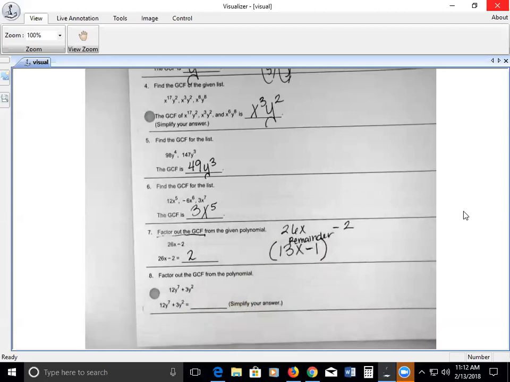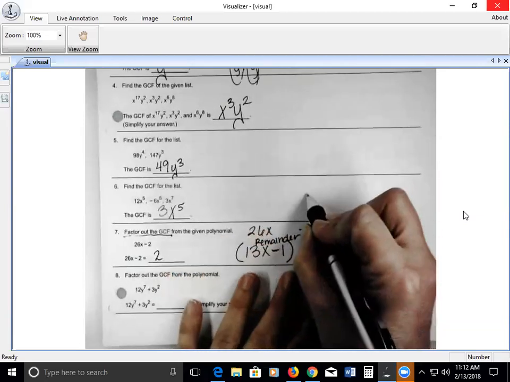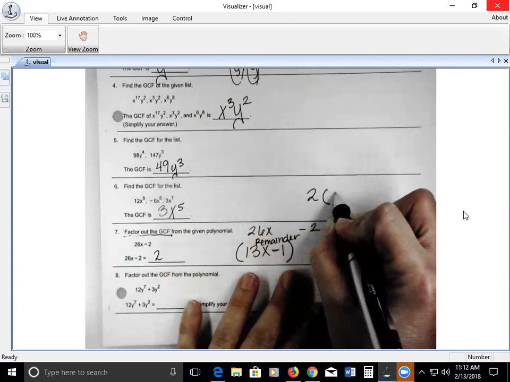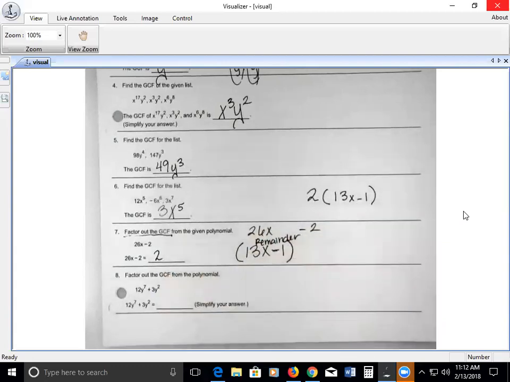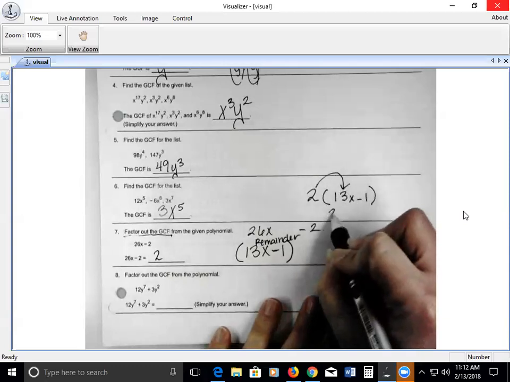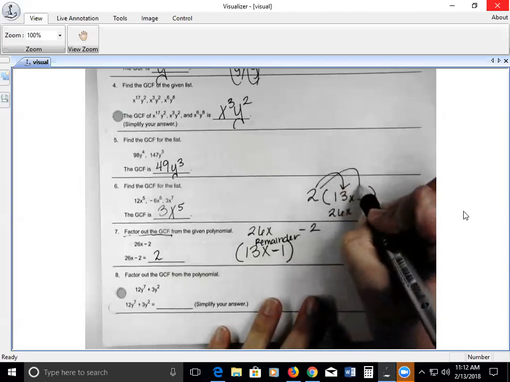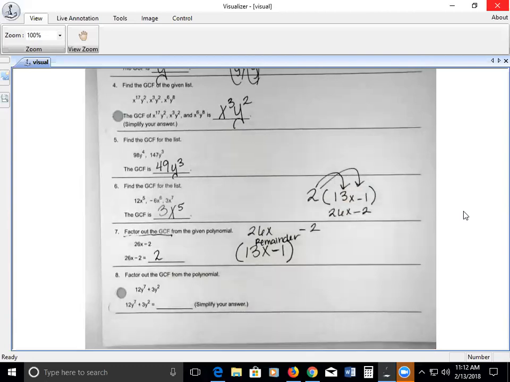So let's look back. In beginning algebra, they were building up to this point right here. And what they taught you is, if we have 2 times 13x minus 1, I want you to use the distributive property to remove the parentheses. What would you have done? You would have said 2 times 13x is 26x, and 2 times a negative 1 is a negative 2. And that would have been your answer.